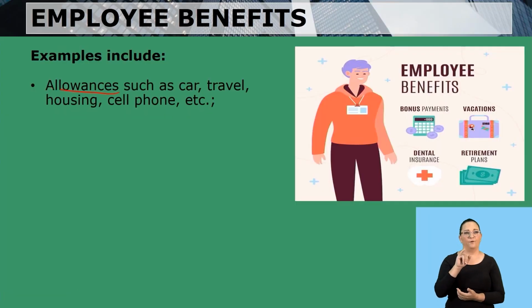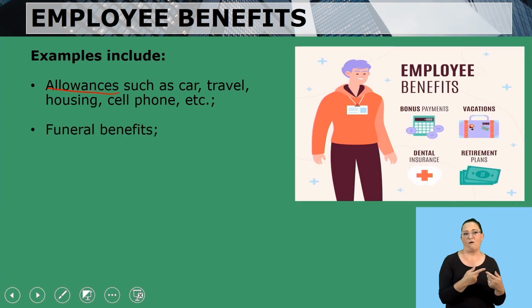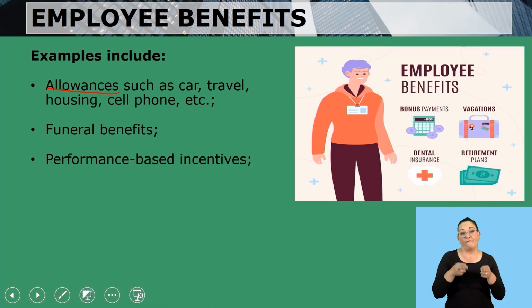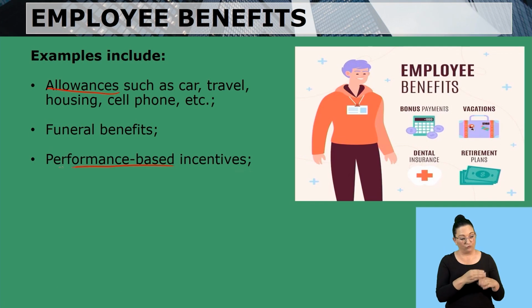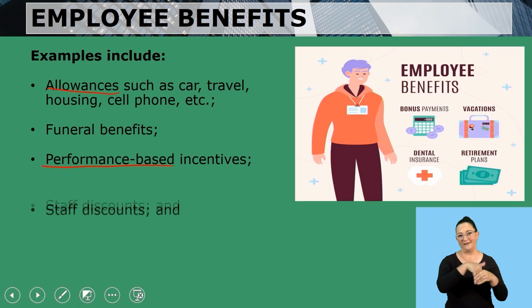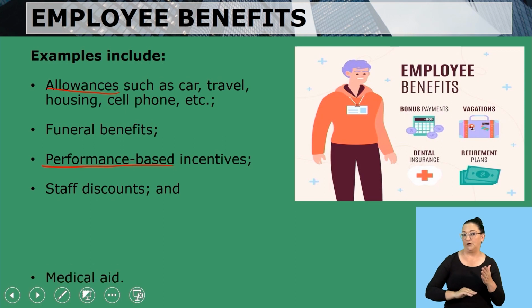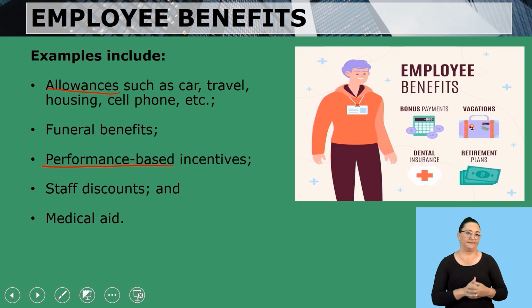Now let's look at the different examples of fringe benefits. You have your allowances, such as the car, the travel, the housing and cell phone allowance. Then we have the funeral benefits. We also have performance-based incentives. So this simply means that you are given more money according to how you have performed in the business. We also have staff discounts as well as medical aid.